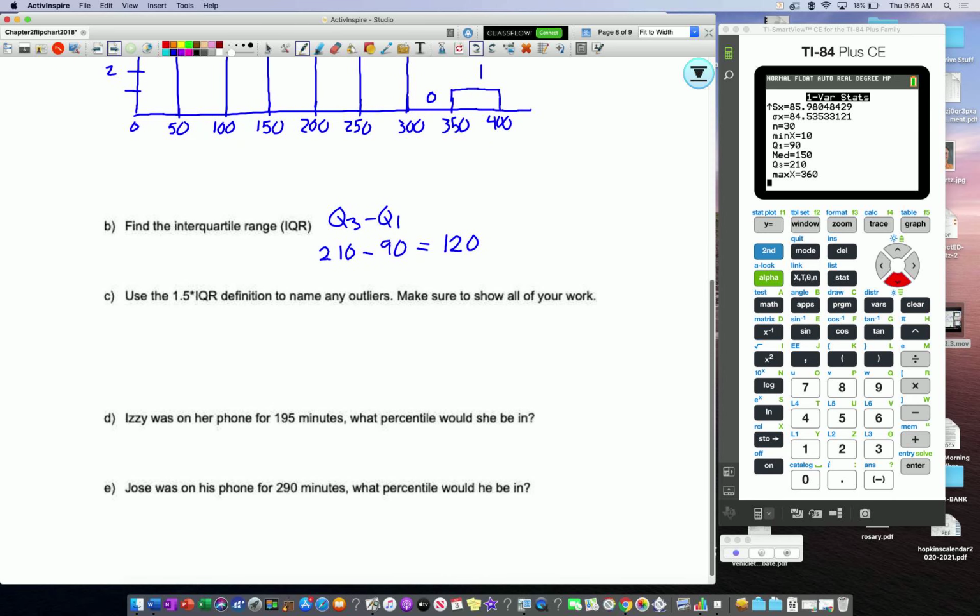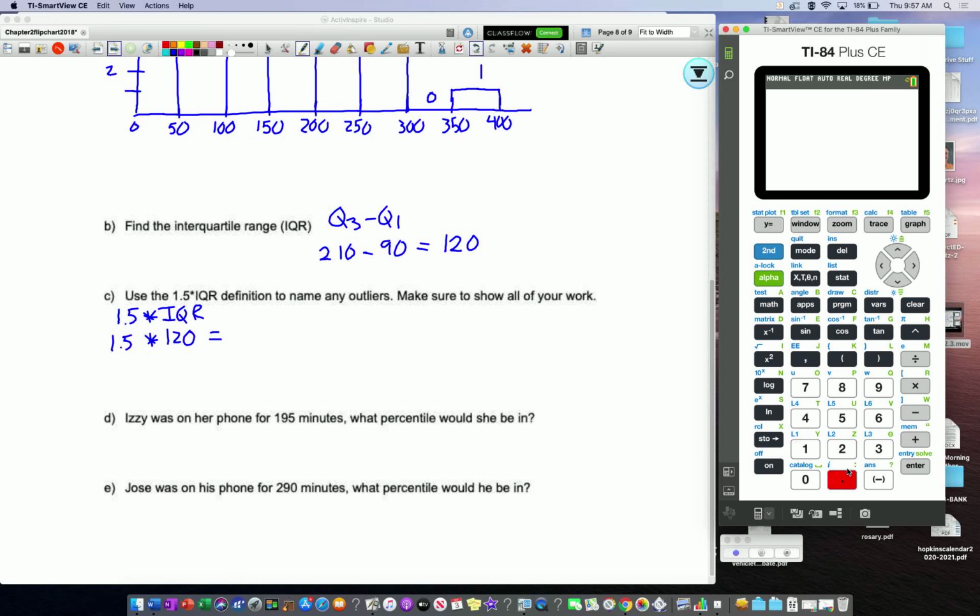So now it says use the 1.5 times IQR definition to name any outliers. Make sure you show all of your work. Okay? So I want to go 1.5 times IQR first. So 1.5 times 120. What does that equal? Well, 1.5 times 120 is, whoa, I forgot the decimal. So just to note, if I multiply it by 0.1 because of the decimal, it gives me 180. I'm just doing a time save because I forgot the decimal in there, the tenth.